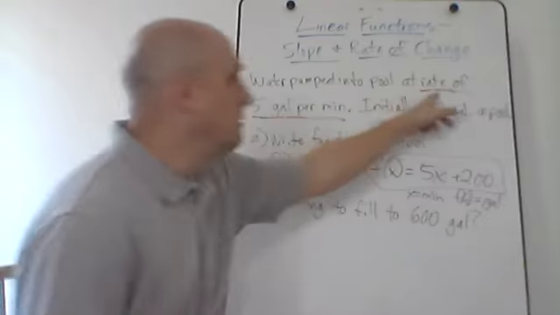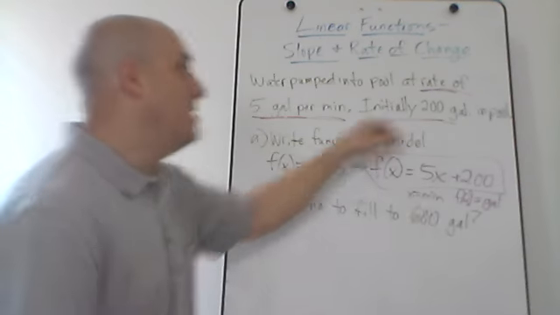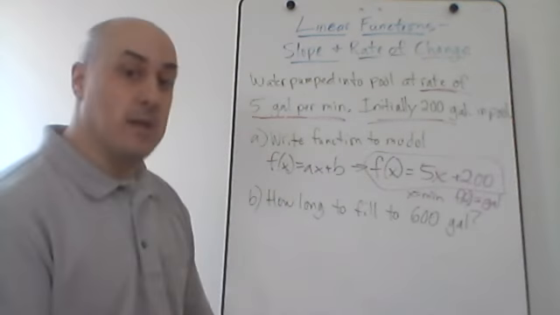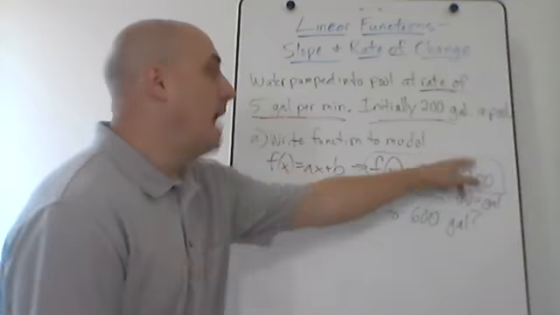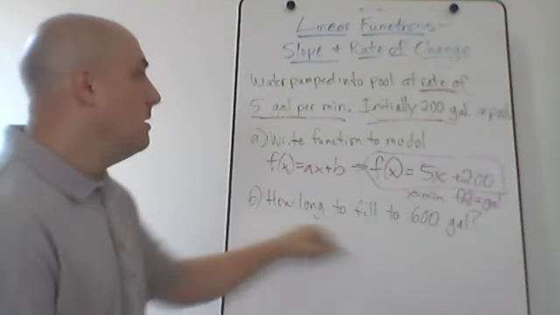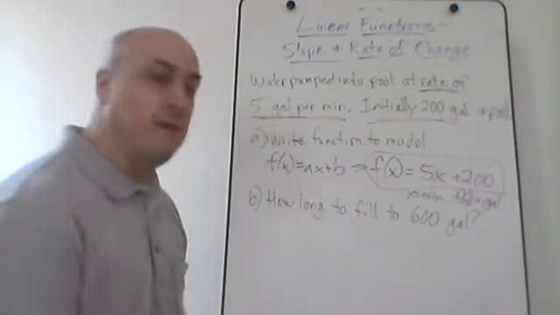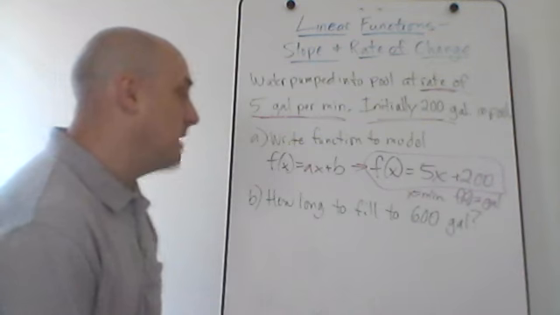Again, whatever the rate is, that's your slope, so that's your a, and then the initial amount, that's your y-intercept. When x equals 0, when you first start filling up the pool, however much is already in there, that's your y-intercept. All right, so that's our function, and once we write that function, we can use it to answer questions. How long will it take to fill the pool to 600 gallons?